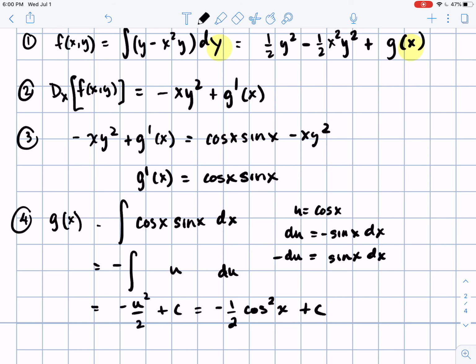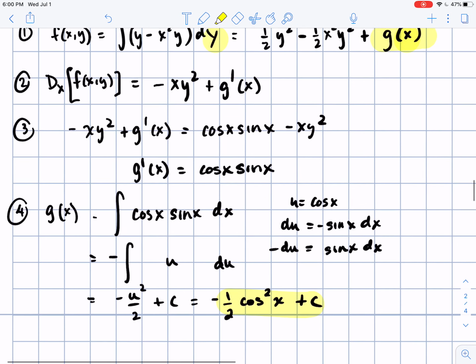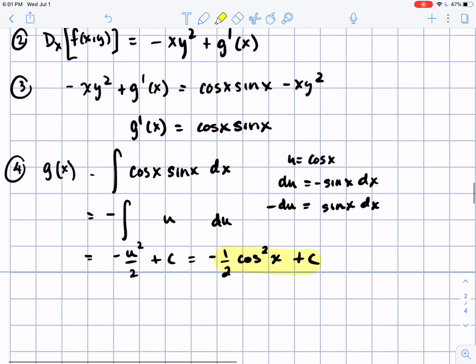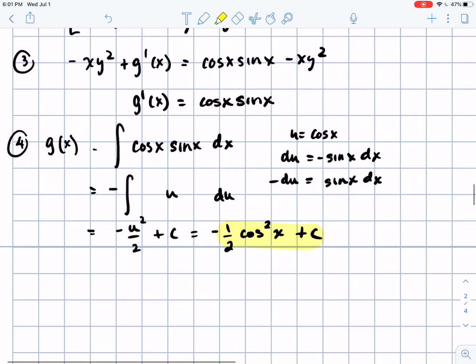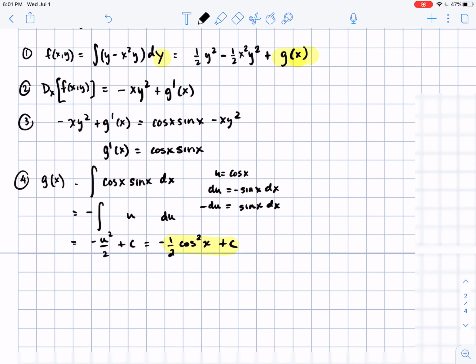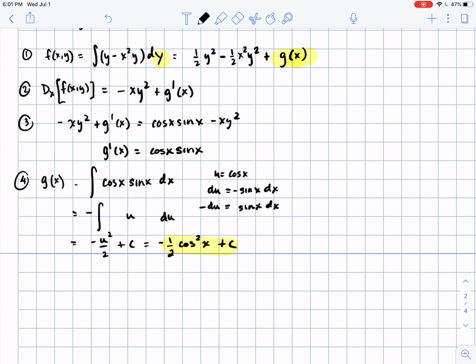Okay, so we will then just plug back in our g of x. So we wind up getting 1/2 y squared minus 1/2 x squared y squared minus our g of x, which is 1/2 cosine squared x plus c, all equal to 0.